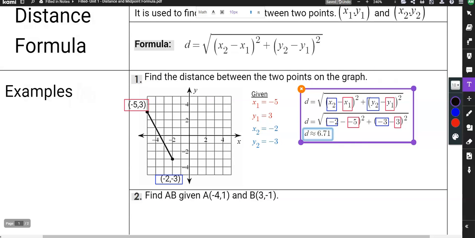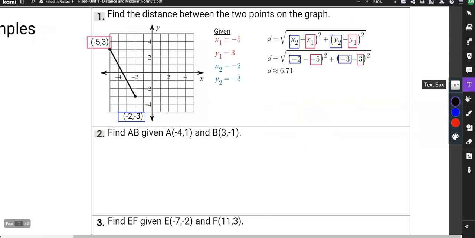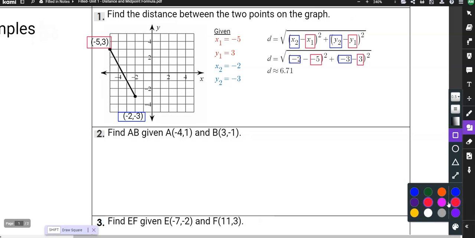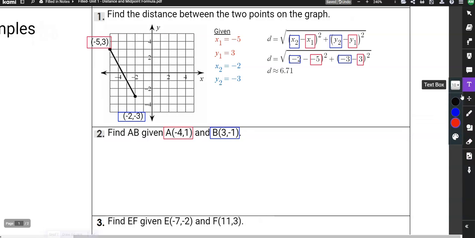that it exists. Number 2, it wants me to find the length of AB, given that A is -4, 1, and B is 3, -1. So first thing we're going to do is decide which of these is our point 1, and which is going to be point 2. In this case, I'm just going to say that A is point 1 and B is point 2. It doesn't matter which is which again. I usually do the one that's listed first.